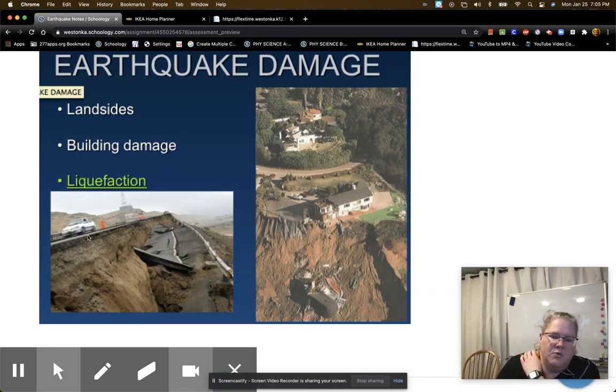This was normal. This slipped down, so this is under tension being pulled apart. This would be a normal fault because it slipped down. This is a landslide that occurred because of an earthquake, and they lost basically a whole house.